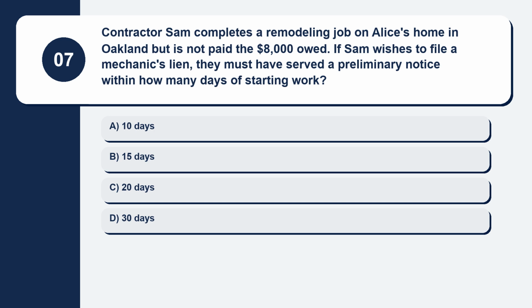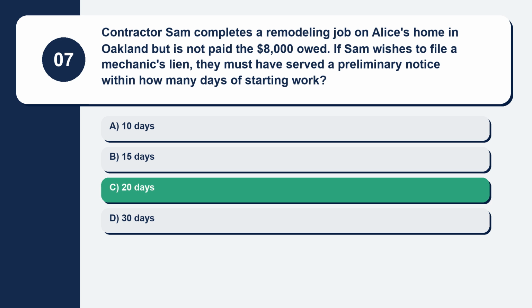Question 7. Contractor Sam completes a remodeling job on Alice's home in Oakland but is not paid the $8,000 owed. If Sam wishes to file a mechanic's lien, they must have served a preliminary notice within how many days of starting work? Here are your options. Option A, 10 days. Option B, 15 days. Option C, 20 days. Option D, 30 days. The correct answer is option C, 20 days.